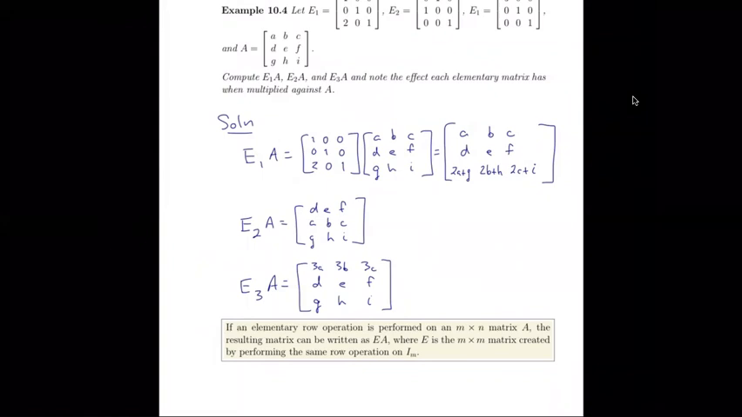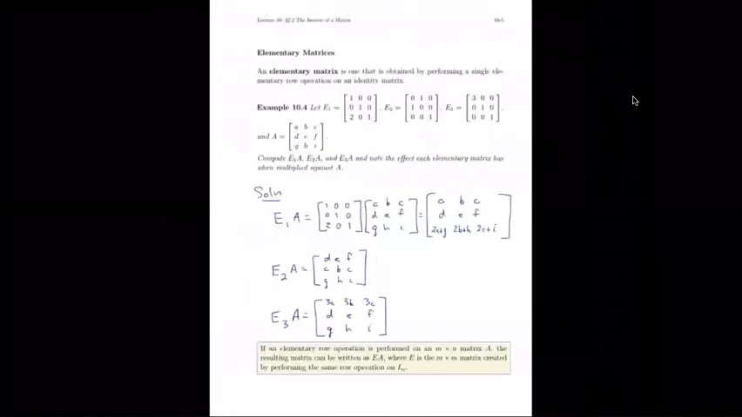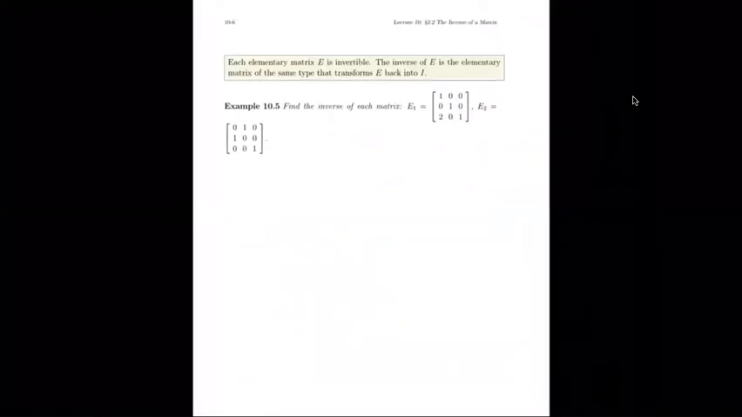And A doesn't necessarily have to be n by n. Notice that it's an m by n, and this does in fact work, but we will mostly apply them to n by n matrices because we're going to talk about square matrices A in regards to their inverses. But it is nice that these things do also work on more general rectangular matrices. So moreover, we can assert that each elementary matrix E is invertible. The inverse of E is the elementary matrix of the same type that transforms E back into I.